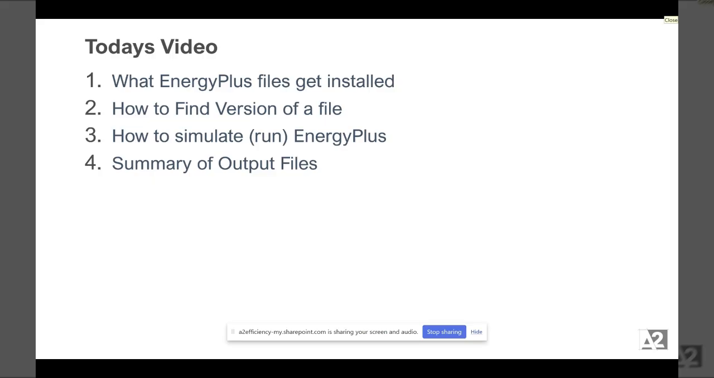But what we're going to cover is what EnergyPlus files you get when you install the software, and how to find the version of a file. If you have an EnergyPlus file, you want to know what version it is so you can download the right software. How do you do that? And then just how do you hit run? How do you hit simulate? And then how do you see the output files? Where do they go? What do they look like?